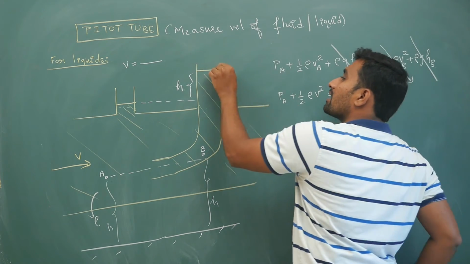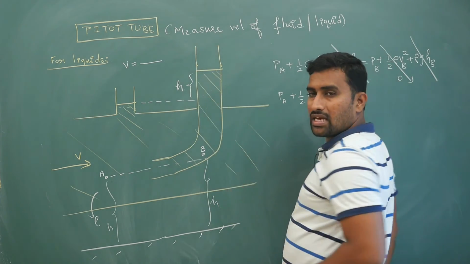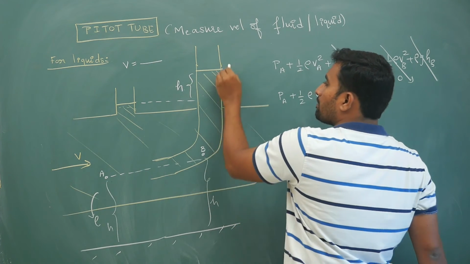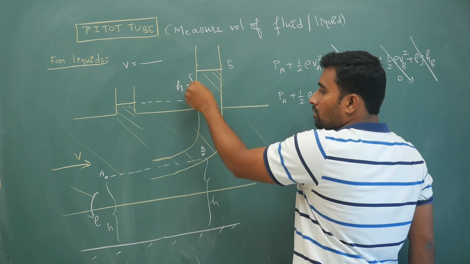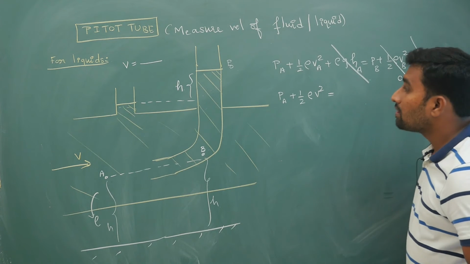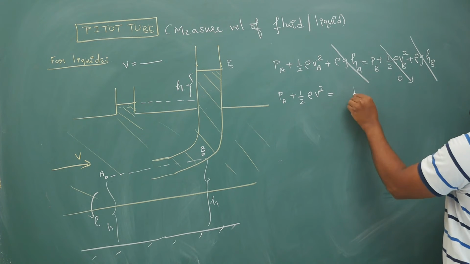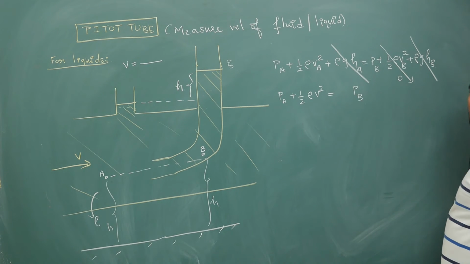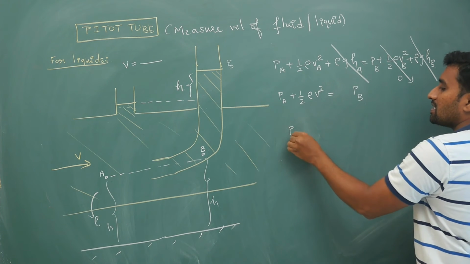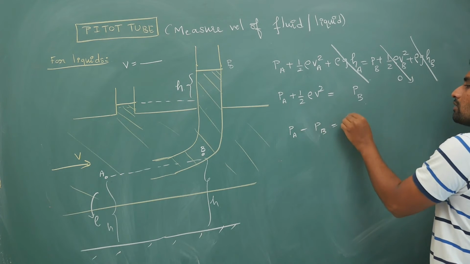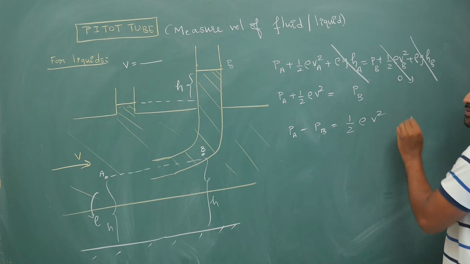Okay, the liquid will not rise further in the tube. There will be some pressure at B also. Your pressure at B is P naught plus rho g into some H plus something. Getting my point? Remaining terms anyhow are 0. Now your pressure difference PA minus PB is equal to half rho V square.